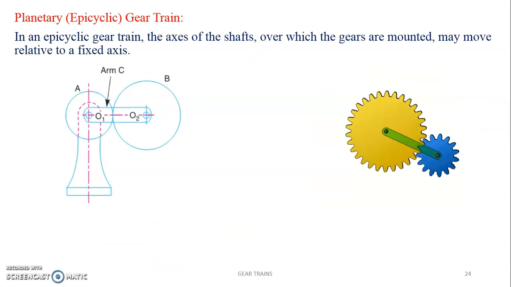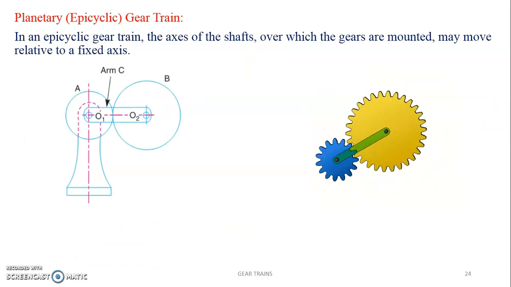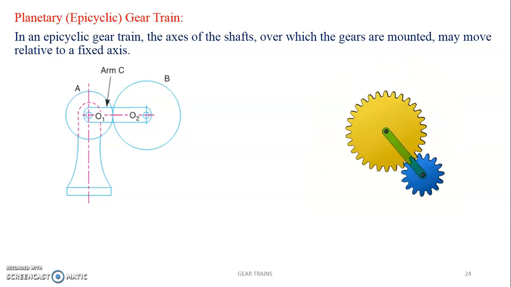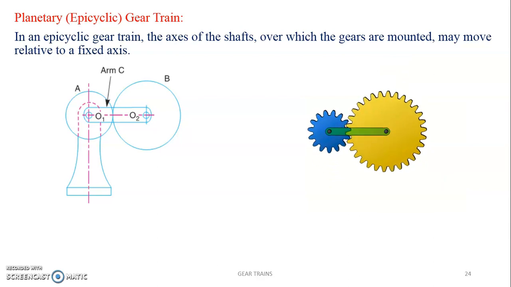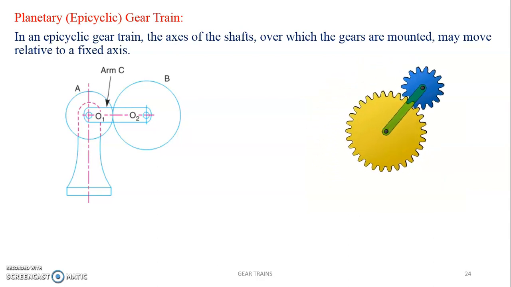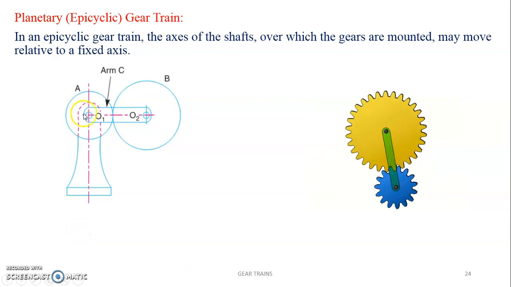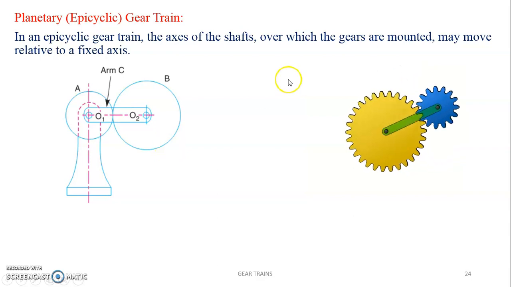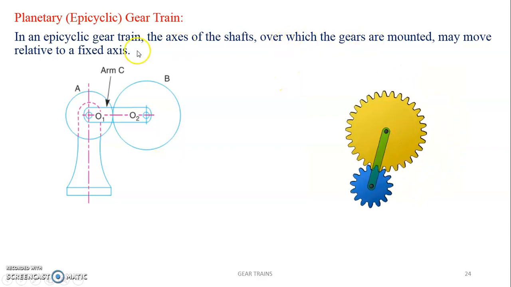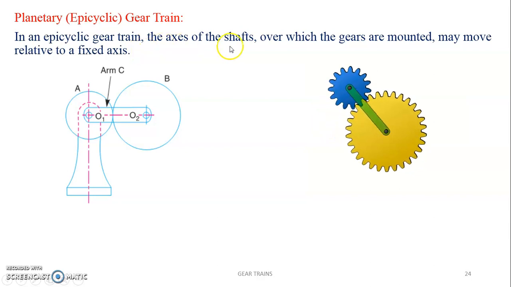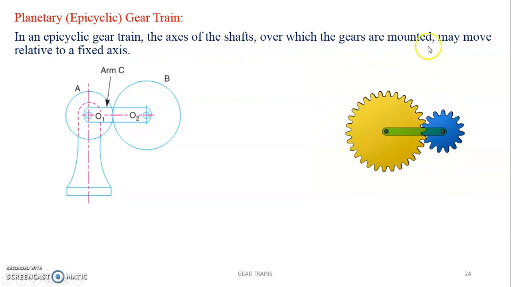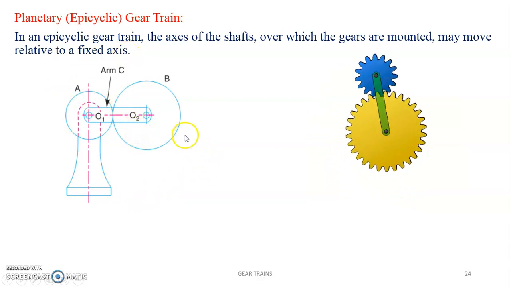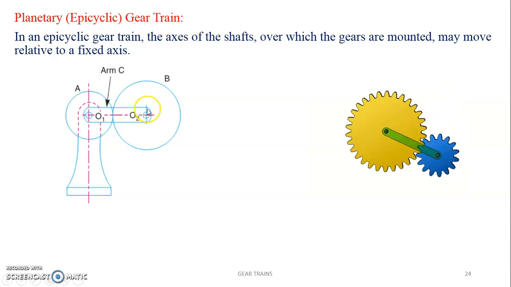Okay, next we have also discussed a little bit about the epicyclic gear train. See, in all of the three types of gear trains that we discussed, whether it is simple, compound, or reverted, the gears rotate about a fixed point. But in the case of a planetary gear, all right, it says here, in an epicyclic gear train, the axis of the shaft over which the gears are mounted may move relative to a fixed axis. It will rotate about its axis and also will move about a fixed axis.